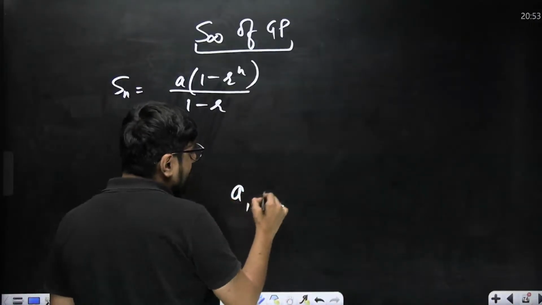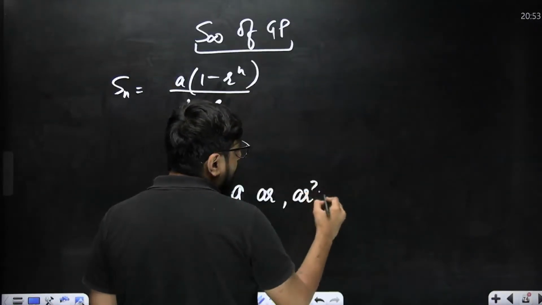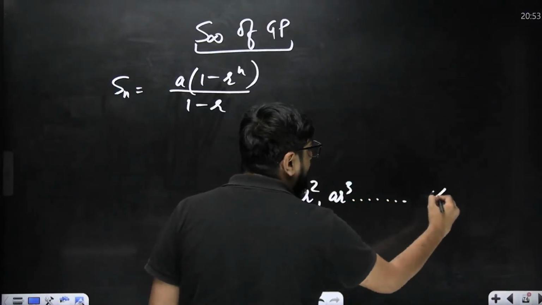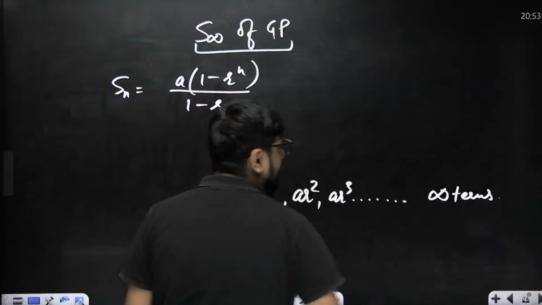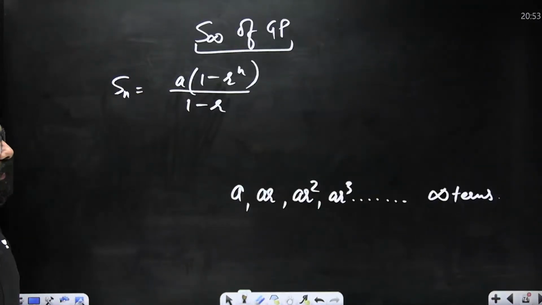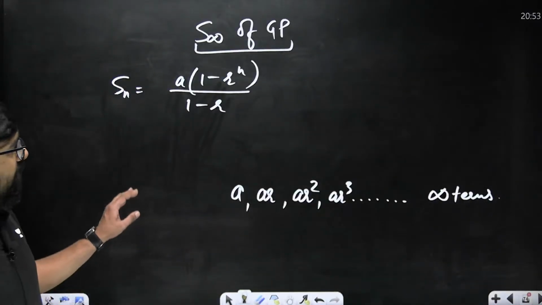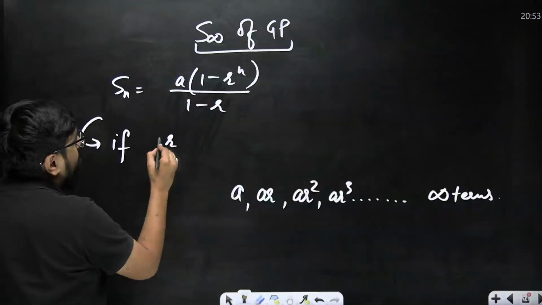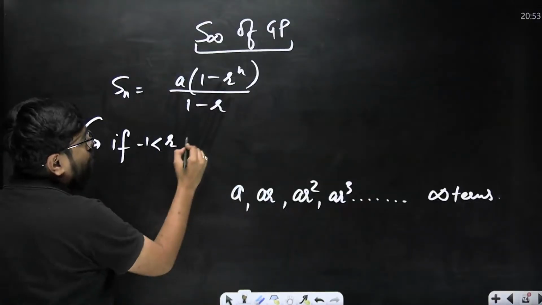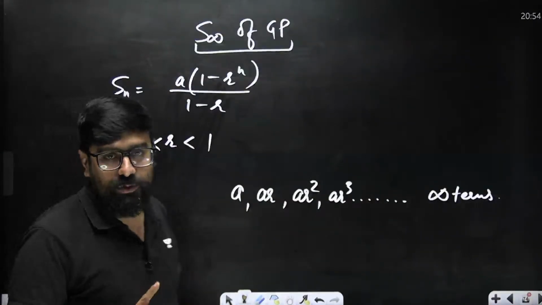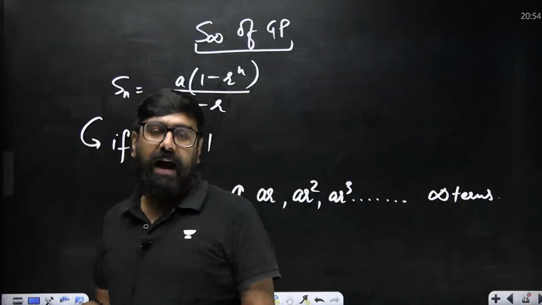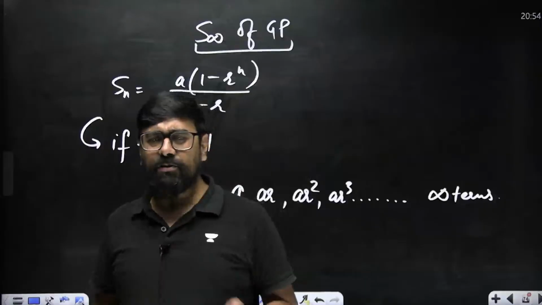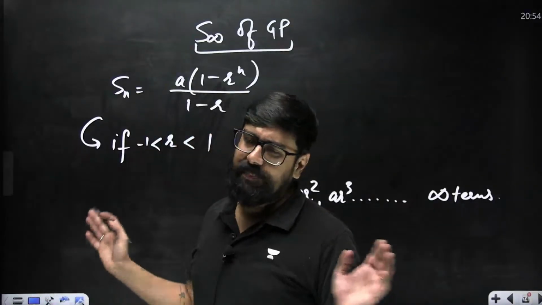Infinite GP means A, AR, AR square, AR cube. It's going on, infinite terms are there. We don't know how many terms are there. Too many terms are there. Whenever in this formula, if your R is between -1 and 1, not 1 and -1. If R is 1, then it's a constant GP. If R is -1, then it's a sign changing GP. So in that case, we can find the sum. For a sign changing infinite GP, sum will be 0.